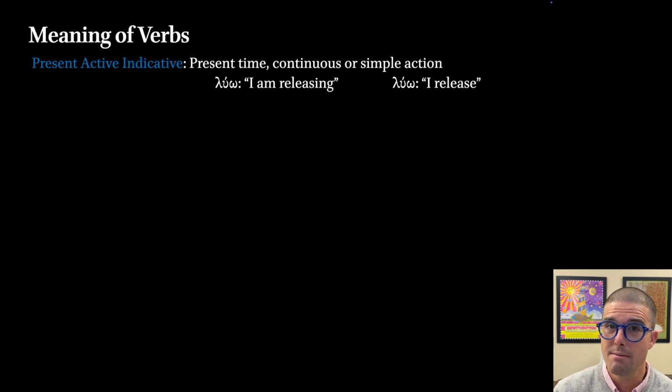And the action in the present active indicative can be continuous action. In the case of luo, I am releasing. It's continuous, ongoing action in present time. Or it can be simple action: I release. The idea is that there the action is viewed as a whole rather than ongoing.